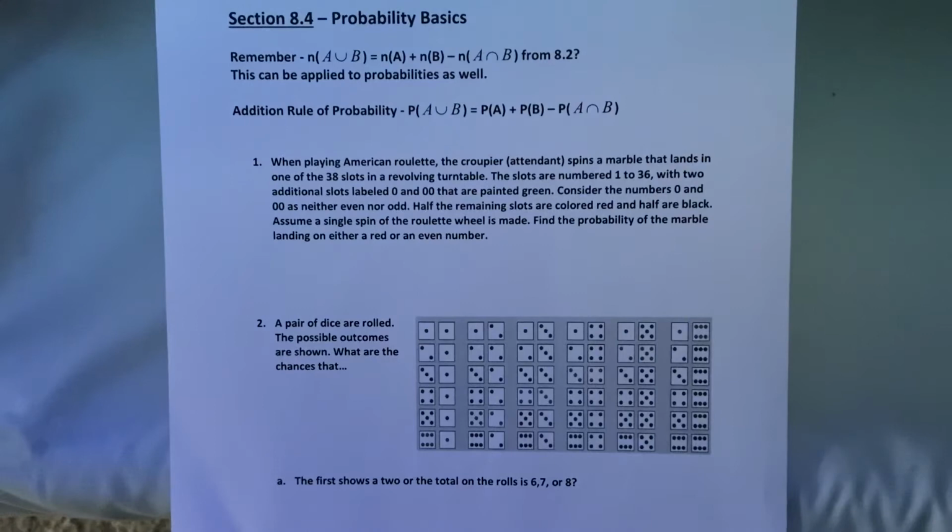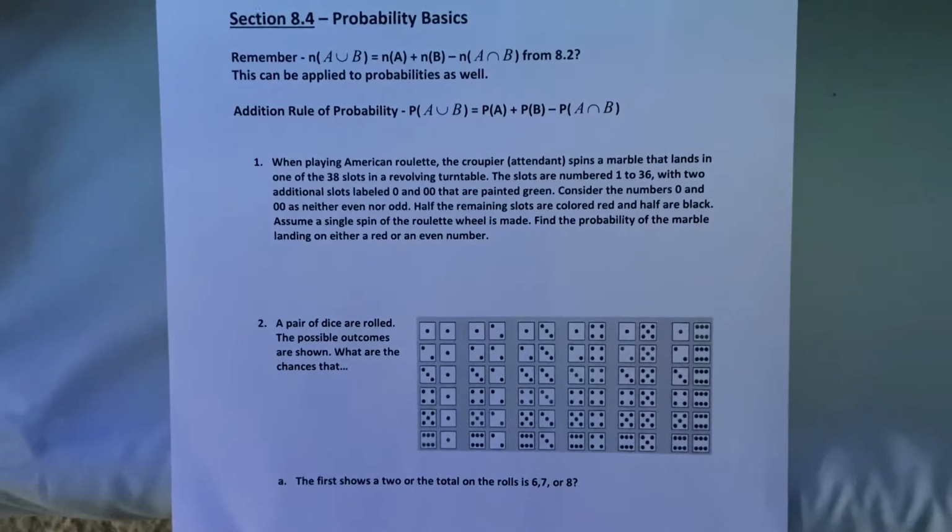So when playing American roulette, the croupier spins a marble that lands in one of the 38 slots in a revolving turntable. The slots are numbered 1 to 36, with two additional slots labeled 0 and 00 that are green. Consider the number 0 and 00 as neither even nor odd. Half the remaining slots are colored red and half are black. Assuming a single spin of the roulette wheel is made, find the probability of the marble landing on either a red or an even number. Okay, so we'll assume that, say, 1 through 18 is red and 19 through 36 is black.